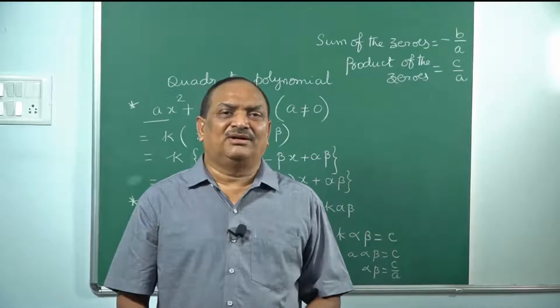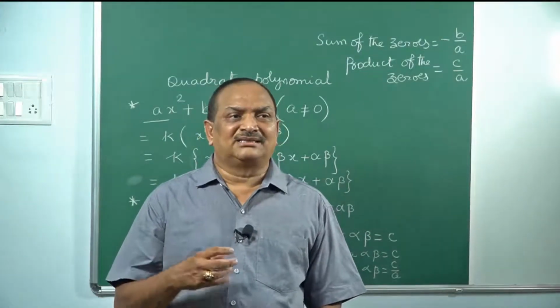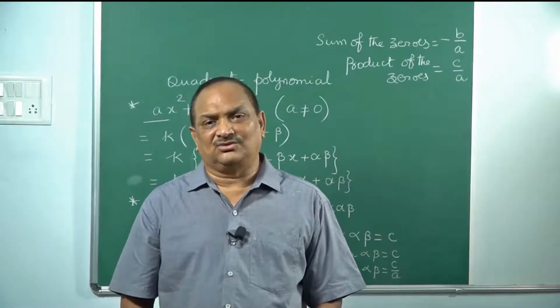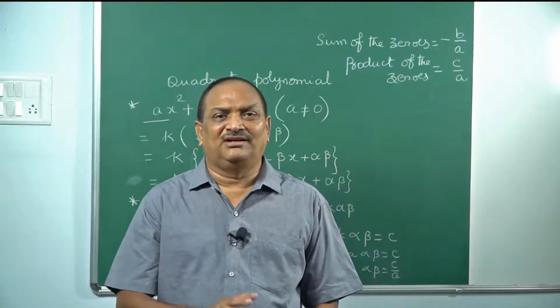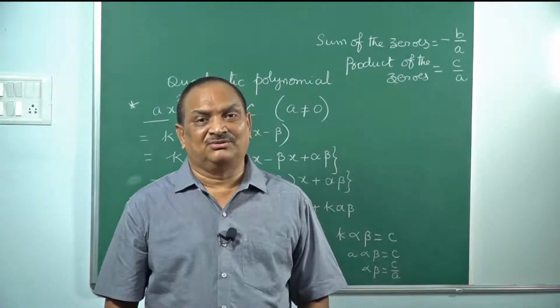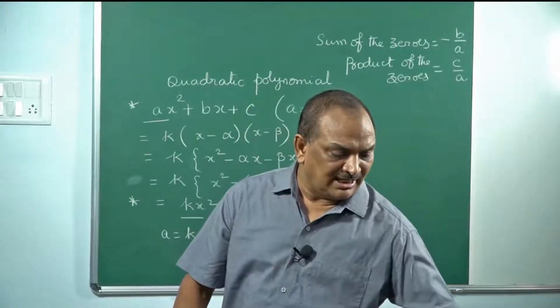So when you are given a quadratic polynomial, you should understand, to determine the sum of the zeros and product of the zeros, you don't need to find the zeros. Okay, you don't need to find the zeros, but still you can tell the sum of the zeros and product of the zeros. Having said that, of course, we have a few examples to do there.